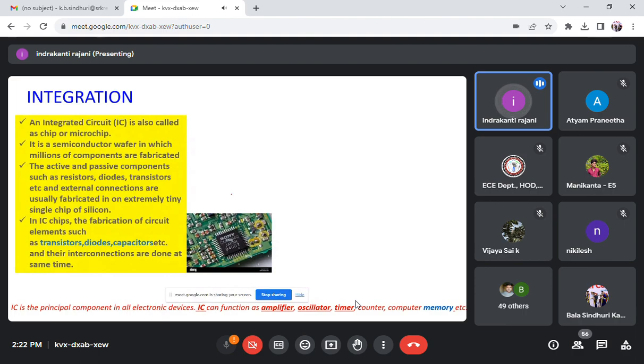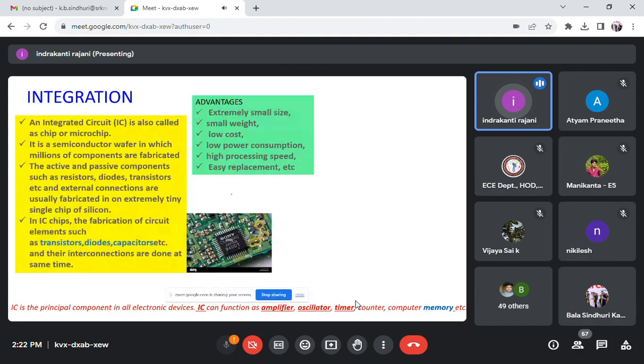So what is the use of making the integration? Very many advantages are there for using this kind of integration in our components, our circuits, or in the devices. The advantages are that they are extremely small in size, small in weight, low cost, low power consumption, high processing speed, and easily replaced also. Very easily you can design a chip, or devise a circuit.